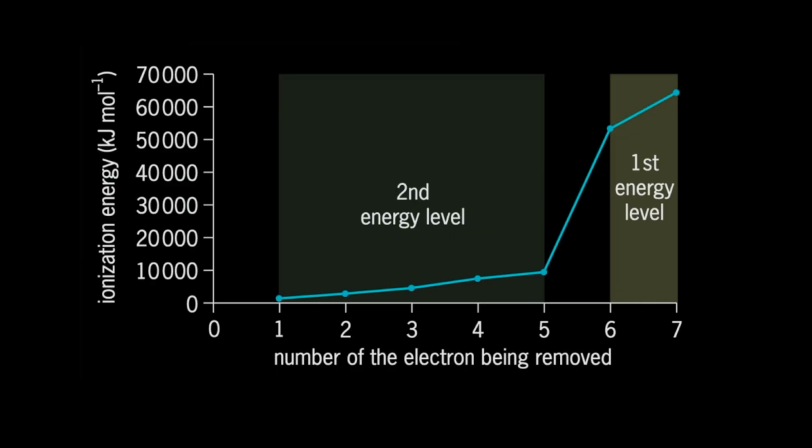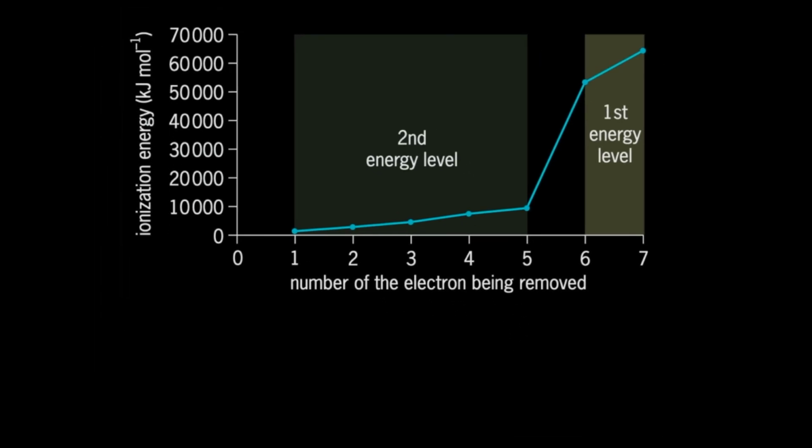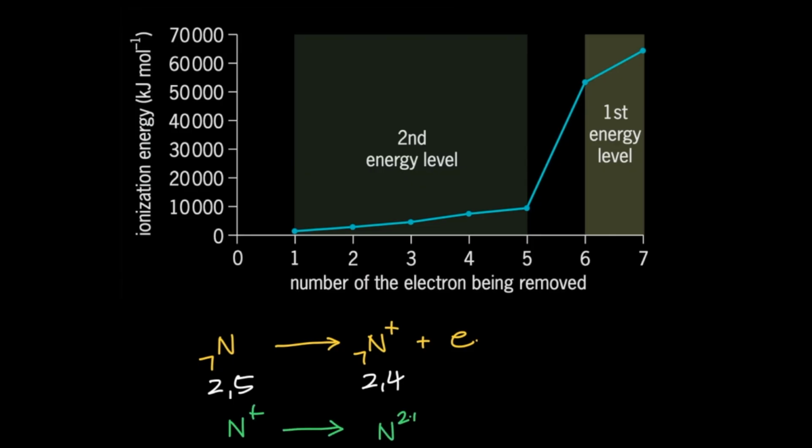Now, before we discuss this large jump, we've got to talk about why successive ionization energies are always greater than the previous ones. For example, let's talk about the first ionization energy of nitrogen, with 7 protons, becoming N plus and losing 1 electron. It goes from a configuration of 2, 5 to 2, 4, 6 electrons. And the second ionization energy of nitrogen was N plus becoming N2 plus.